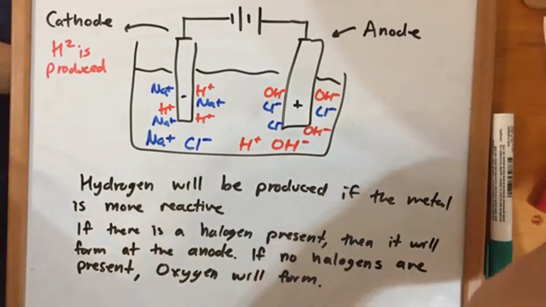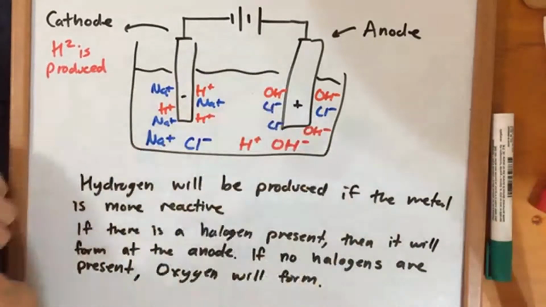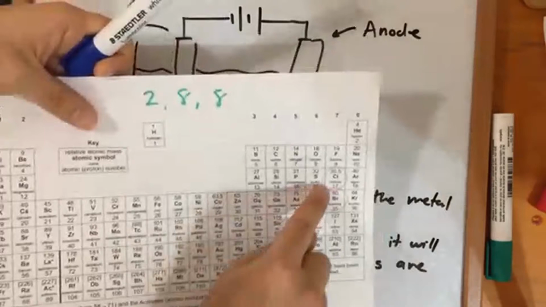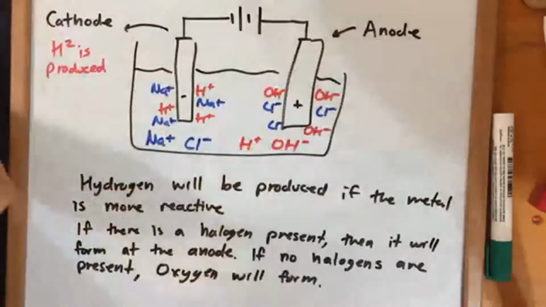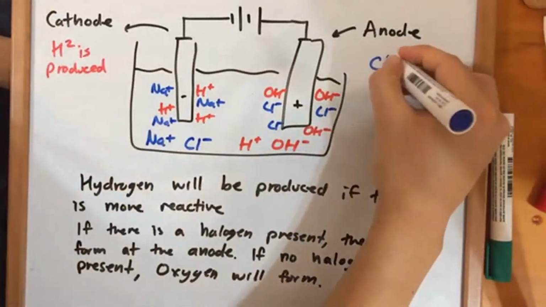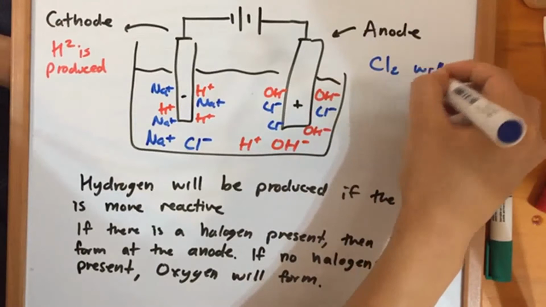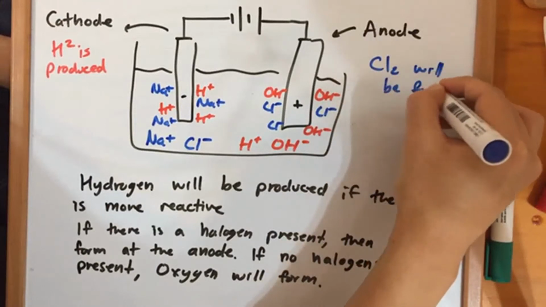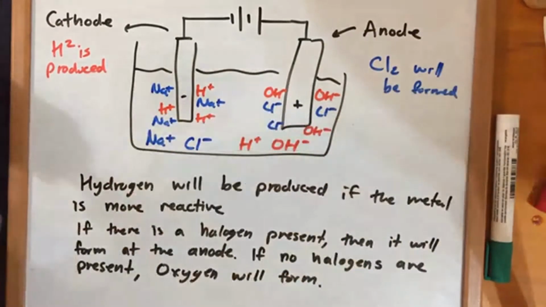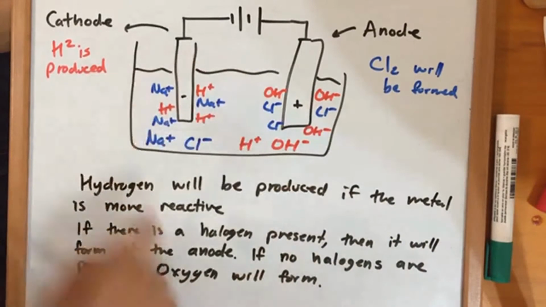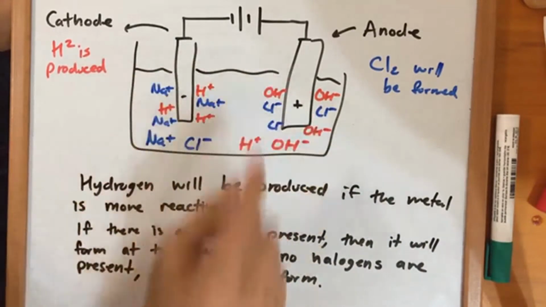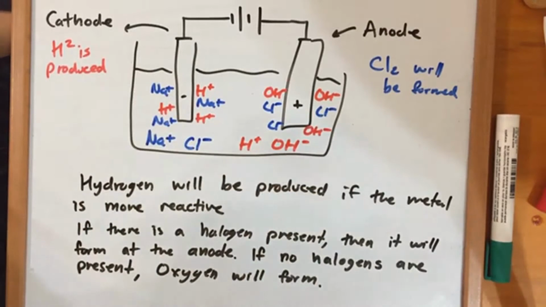So in this case, we have chlorine and hydroxide. Chlorine is a halogen, which means that chlorine gas will be formed. Okay. Now that kind of leaves a question of, well, what about everything else? What about the sodium that's just sitting around? What about the hydroxide? Well, fear not, they will be used.